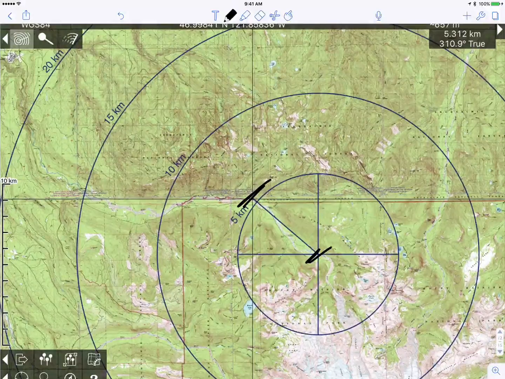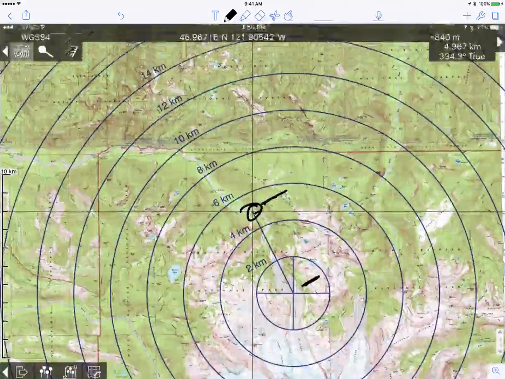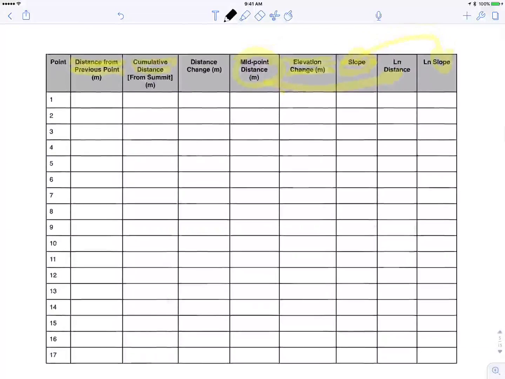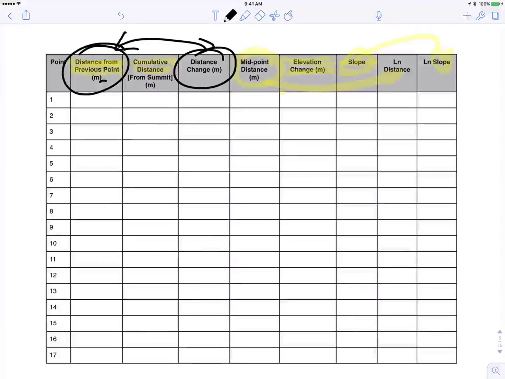So with all that, we then can come up with the values that we need to fill in this table. At each one of those points, we have a distance from the previous point, we have a cumulative distance, we have a distance change that we're using in calculating our slope. Most of the time, this and this, in the examples I just showed, are the same, but there may be times when you actually are doing it on a more fine scale. This midpoint distance is the cumulative distance plus half of that from the top down. That's so that we plot in the right place.